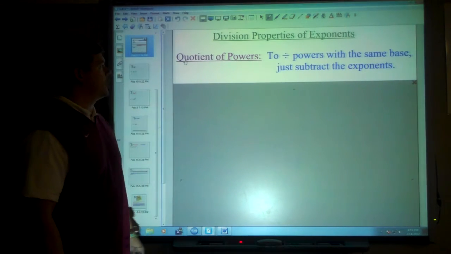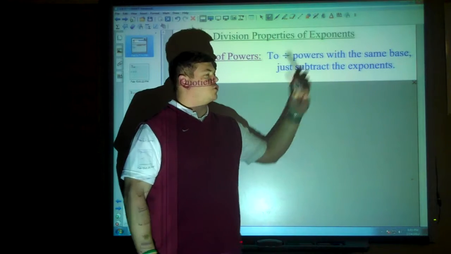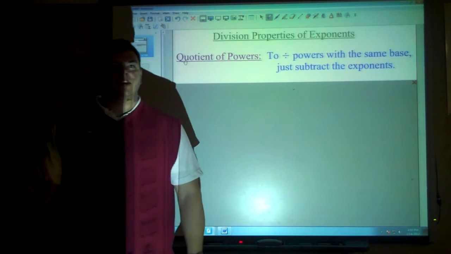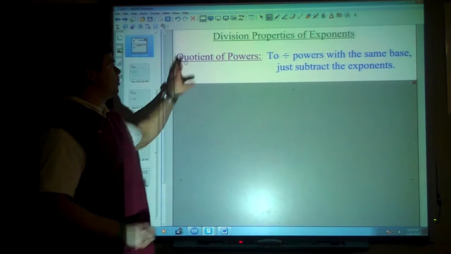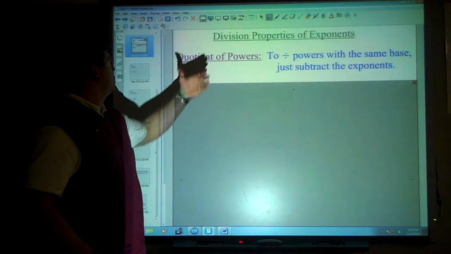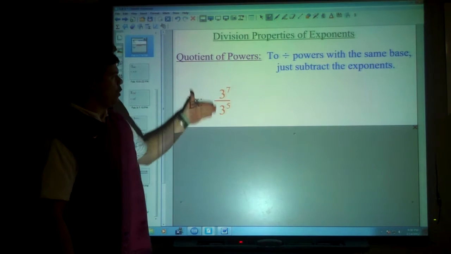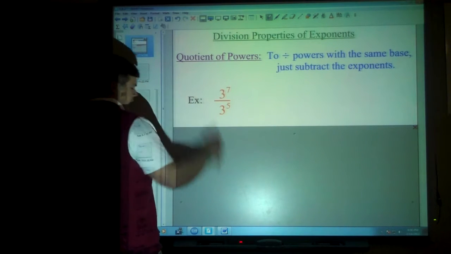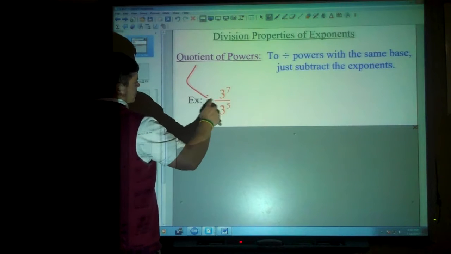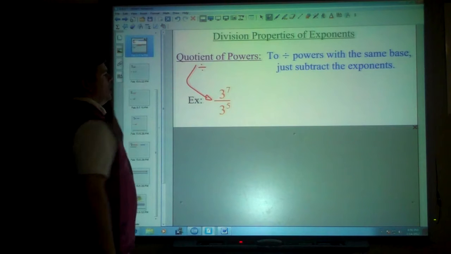First of all, we have what we call the quotient of powers. To divide powers with the same base, just subtract the exponents. Now in the past, we had dealt with a situation where we had the product of powers, and they had the same base, and we would add the exponents. So here we have an example where it's quite the opposite. It's going to be subtraction. So these are quotient, because this quotient right here means division. Quotient is division of the powers.